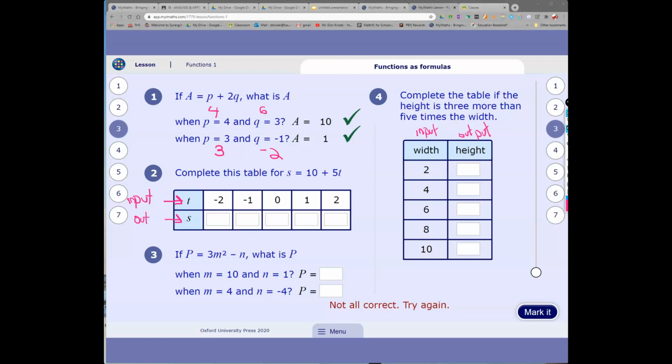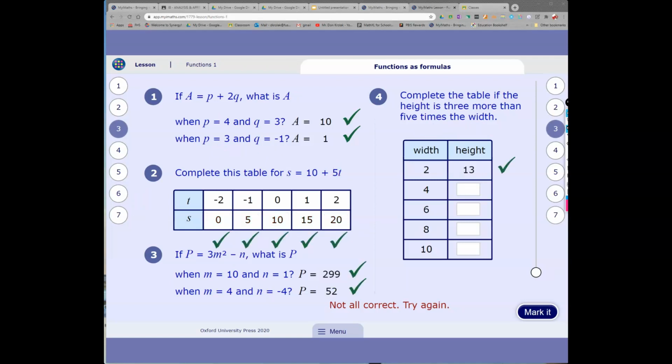So here it says take 10 and add 5t. So we'd have 10 plus 5 times negative 2, that's negative 10, so that's 0. 10 plus 5 times negative 1, that's negative 5, plus 10 is 5. 10 plus 5 times 0, 10 plus 5 times 1, 10 plus 5 times 2, 20. And again, you see the pattern of how you get what the common difference is. Each one of these is increasing by 5, which tells us what our multiplier is.